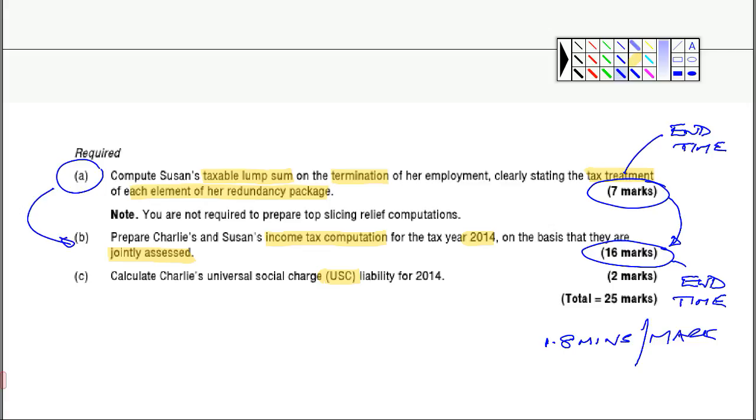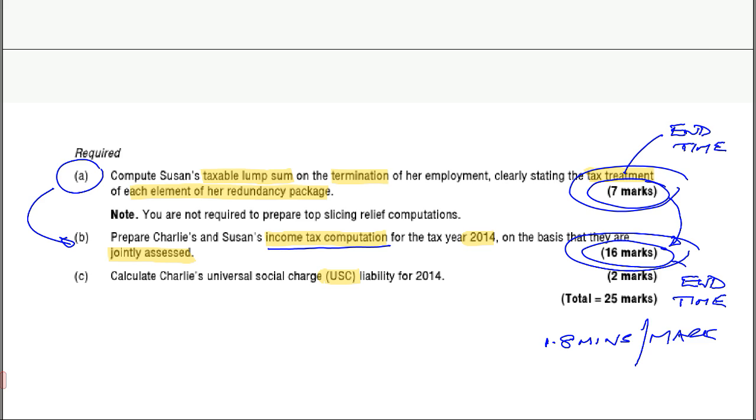Why? Because there are so many easy marks in an income tax computation, things like tax credits. So speed is very, very important, but also knowing where you are in the question. In other words, you could spend 15 or 20 minutes perhaps trying to get 7 marks and not have enough time to deal with that income tax computation. Okay, so let's go back up to the top of the question.